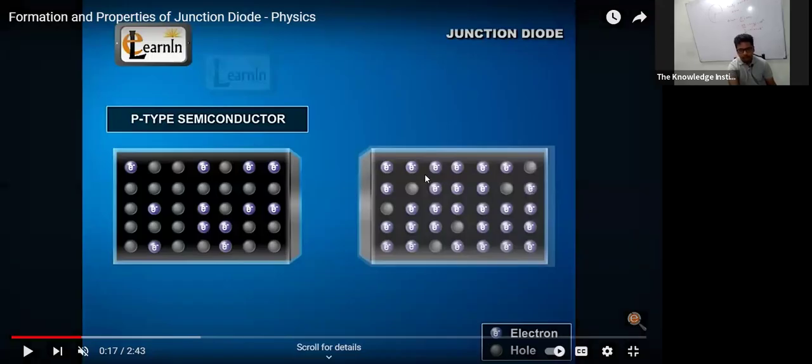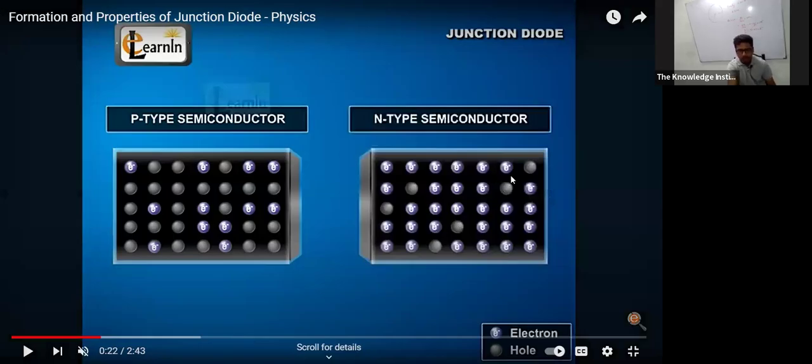And here you can see this is an n-type semiconductor. In an n-type semiconductor, you can see there are more free electrons than holes. So in a p-type semiconductor there is more hole concentration than electron concentration, and in an n-type semiconductor there is more electron concentration than hole concentration. Now let's see what will happen if we bring those two semiconductors into contact.